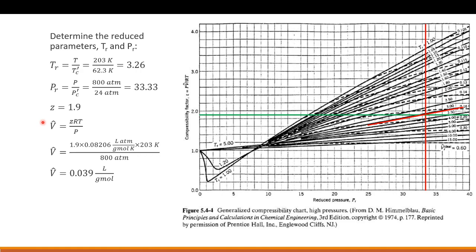Substitute all your values into the equation, PV equals ZRT. Because we want to find V cap, the specific volume, Z is 1.9, R is 0.08206, multiplied by the temperature of 203 Kelvin, divided by the pressure, which is 800 atmospheric pressure, and we get 0.039 liters per gram mole. So that's all for tutorial 5. Thank you.